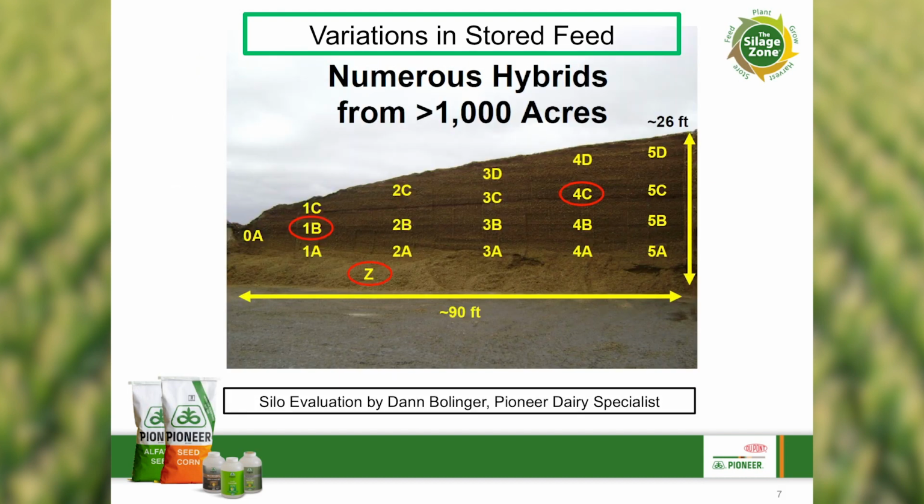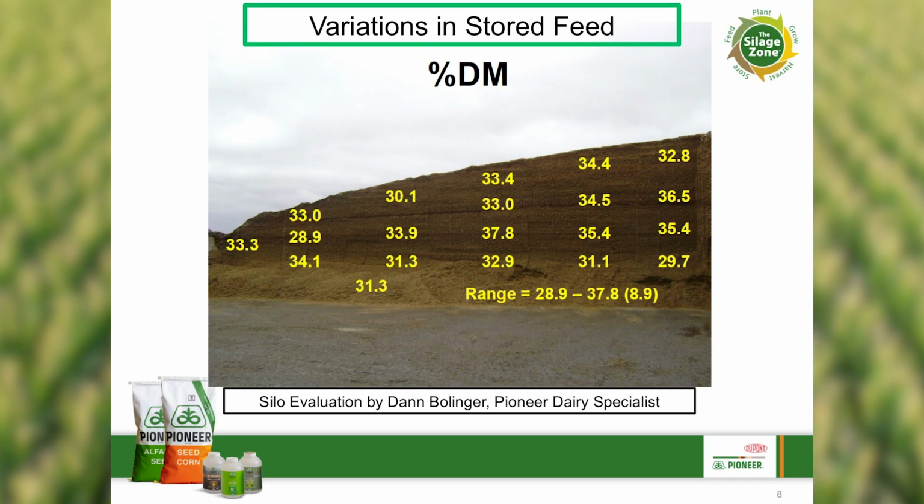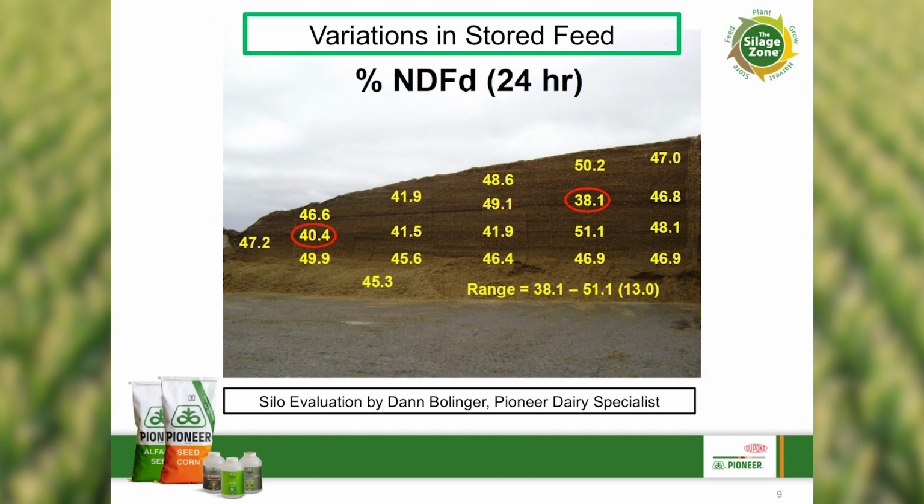Dan Bollinger did a nice study up in Michigan where he looked at a large pile of corn silage, over 1,000 acres with numerous hybrids in it. So he sampled it all across the face. He looked at several things. What I'm showing you here on the next slide is percent dry matter. There was a range of almost 9 points in the dry matter of the samples that he took. The next slide shows the NDFD, again, a large range, all the way from 38 up to 51.